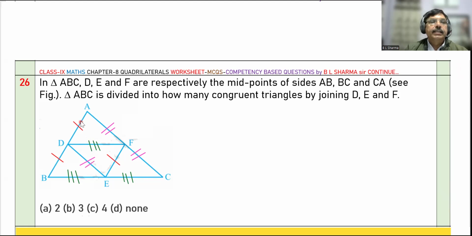Here you can see this triangle 1, 2, 3. Here are four congruent triangles 1, 2, 3, and 4. So you can write the answer. 4 is the correct option.